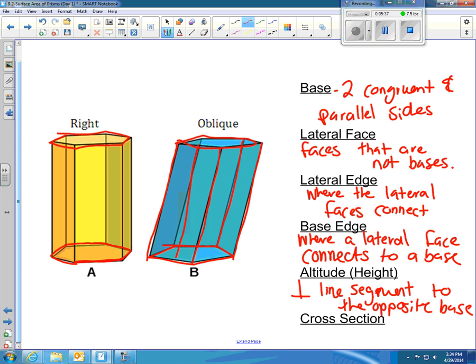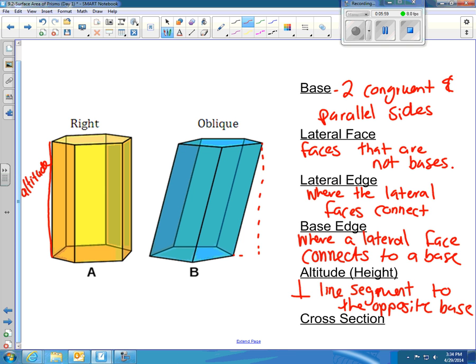Okay, so in a right prism, it's just going to be one of our lateral edges. So this here is our altitude. But in our oblique, that's going to be our slanted. So think about your obliques in your abs. Those are on the sides. An oblique one is slanted. The base or the altitude or the height is actually going to occur outside of the shape.